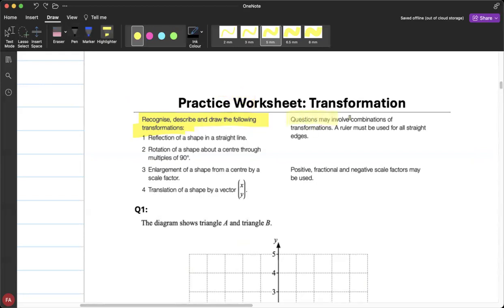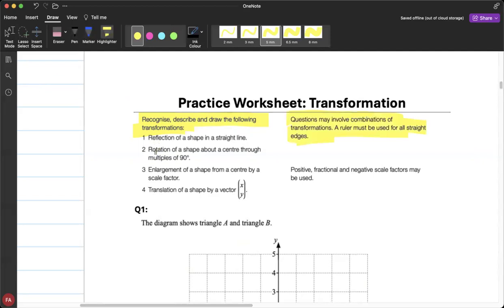Questions may involve a combination of transformation. A ruler must be used for all straight edges. When I say a ruler, that means everyone, you should be using a ruler. For instance, if I'm having a triangle and you're done moving the new triangle, you're done rotating, reflecting, whatever was happening, you're supposed to join it. You're supposed to join the vertices with the help of a ruler.